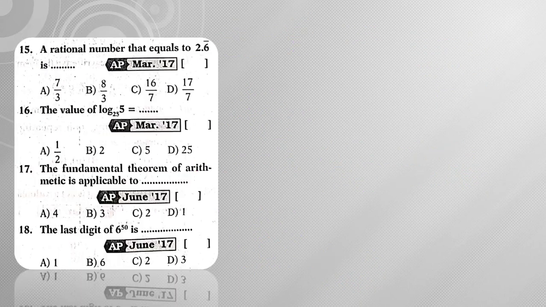Next moving on to question number 15. 2.6 bar is equal to, so what is the rational form? You have already learned in your previous classes that whenever you have a non-terminating repeating decimal, simply consider it as x. Then I can write x as 2.6666 and so on. Since its periodicity is 1, periodicity means how many digits are being repeated, and we have only one digit repeating, we are going to multiply it with 10. Then I am going to get 10x.